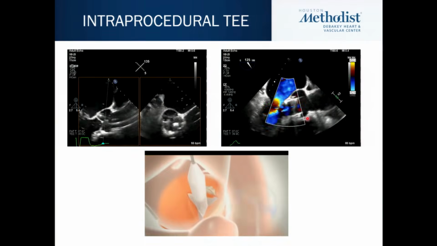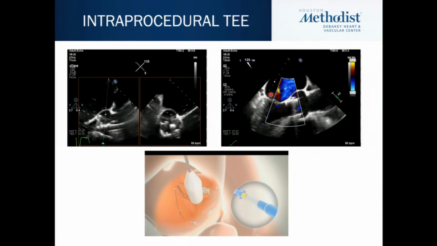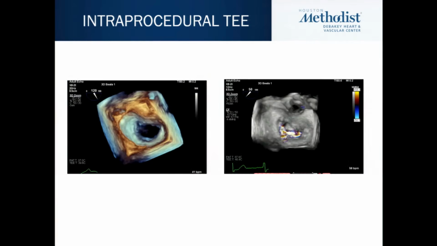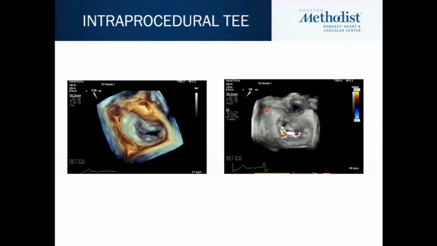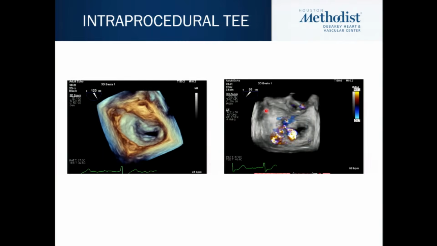This is post-deployment TEE. What we see here is there is mild central and mild posterior paravalvular leak. But in the same TEE that was obtained, what we see here is the mitral 3D, which shows a focal flail in the A2 region, maybe more lateral side of A2, with severe mitral regurgitation. So the patient was asked to follow up.